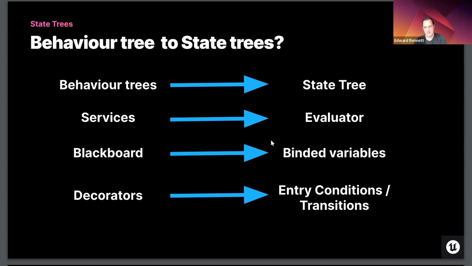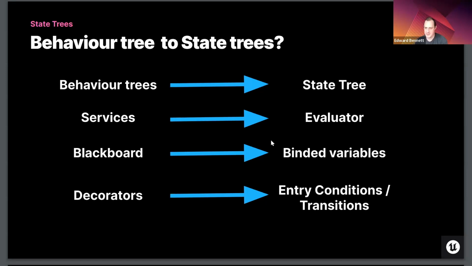A behavior tree is the equivalent of the state machine. Is it state tree? I think it's state machines. State machine. A service is an evaluator. So where a service is something that checks for values, the evaluator in this circumstance serves a similar role. Now, instead of the blackboard, what we're going to be using is something that's called bound variables. And this took me a while to get my head around. So we are going to connect variables to the state machine.